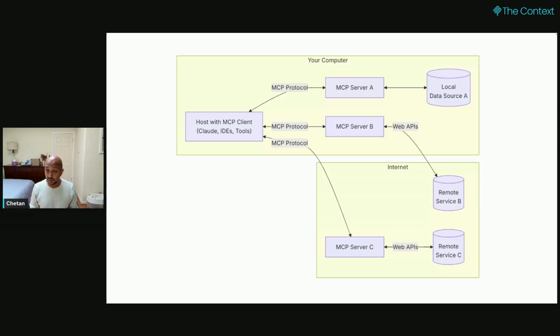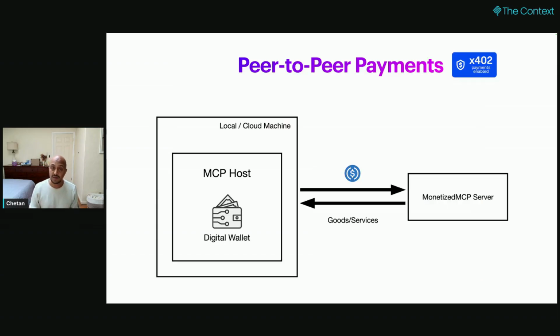And so what we came up with was Monetize MCP, which is essentially a peer-to-peer system. Monetize MCP is a set of libraries that an MCP server can import in order to receive programmatic payments. The way it works is that on your local or cloud machine, you have an MCP host, and you have a digital wallet. This digital wallet can be crypto or fiat. And that digital wallet can send payments to the Monetize MCP server, which can now receive those payments, verify those payments, settle those payments, and then respond with goods or services.